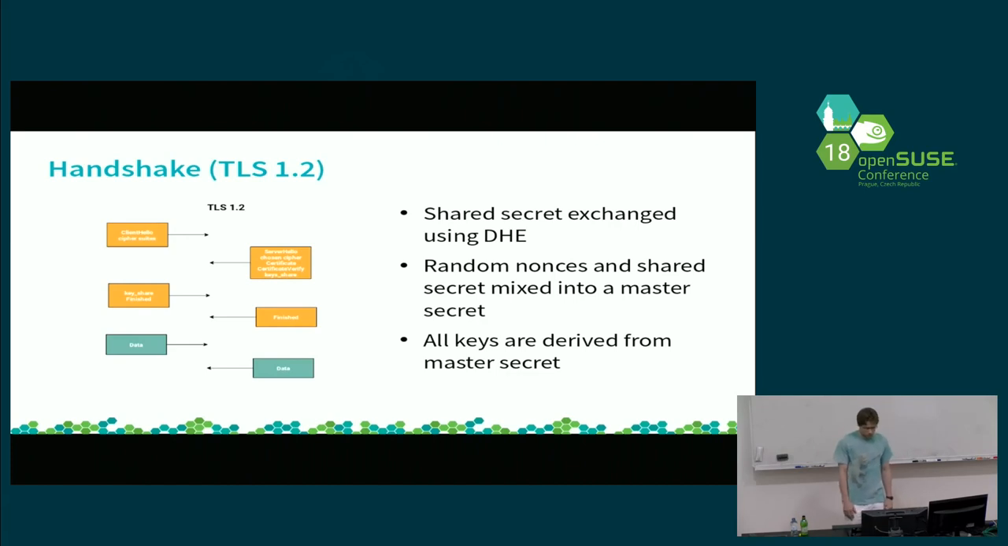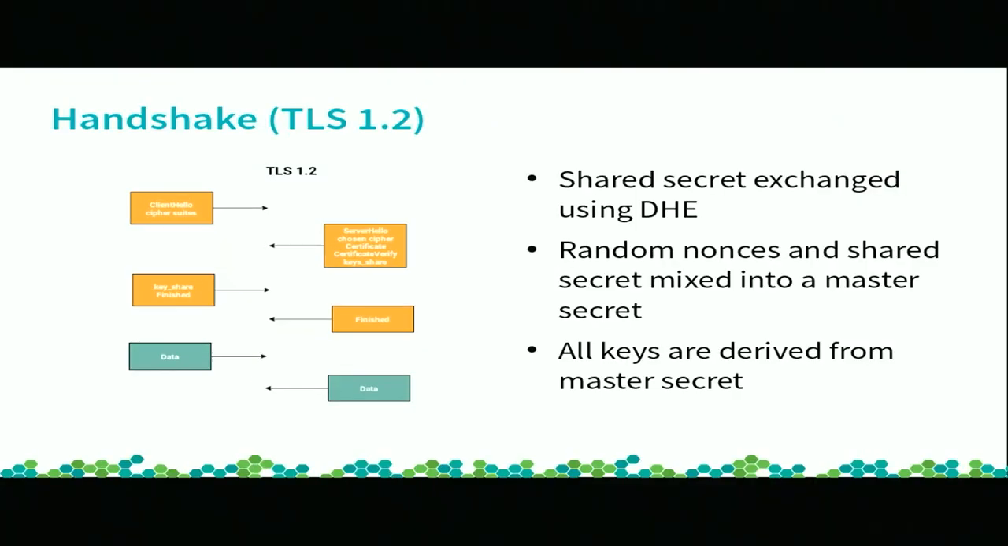The TLS handshake looks like this. First, the client contacts the server and sends a client hello and a key share. Both parties establish the shared secret by using random nonces, and they are mixing these nonces into keying material, which is the master secret, and all the keys which are used for the communication are derived from this.